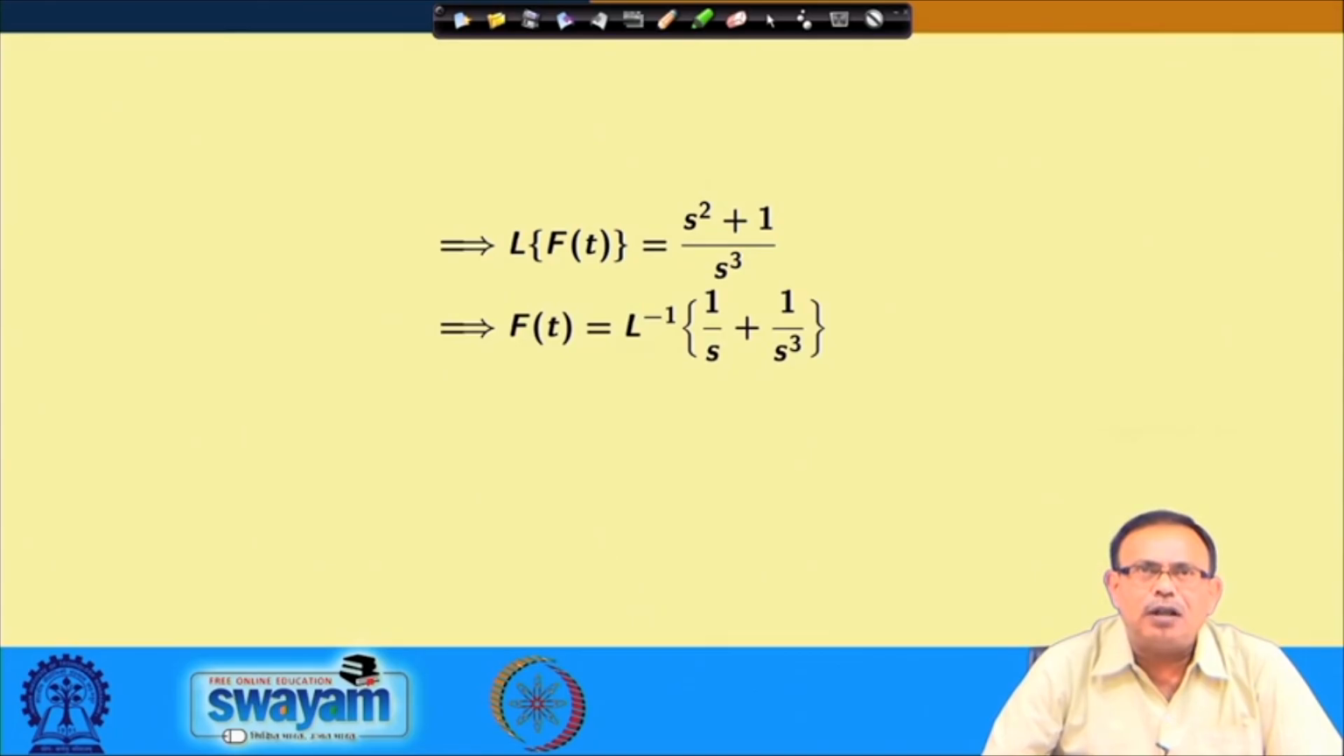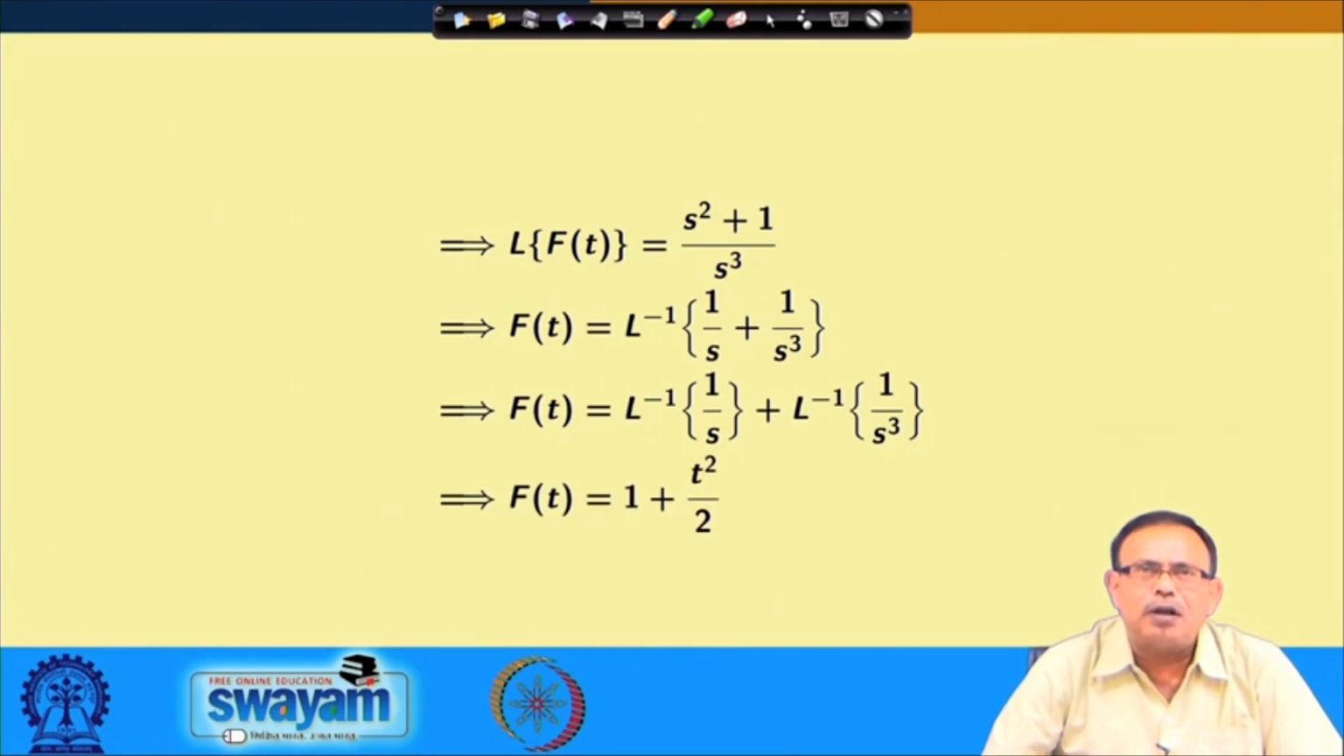And from here I can write f(t) equals Laplace inverse of 1 by s plus 1 by s cube, and this I am breaking into two parts. Directly I can write f(t) equals Laplace inverse of 1 by s is 1, and Laplace inverse of 1 by s cube is t square by 2. So, the value of f(t) equals 1 plus t square by 2.